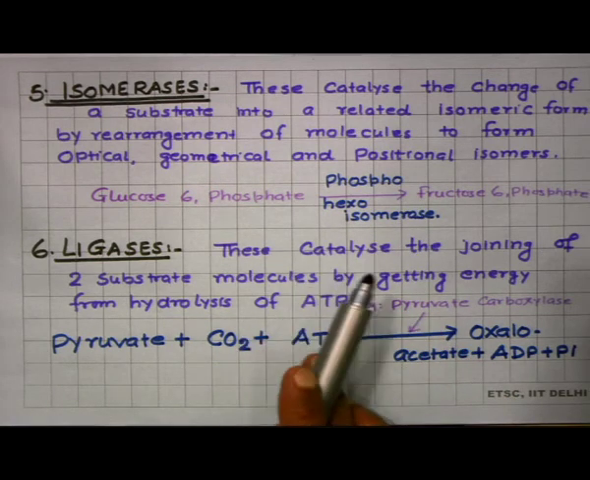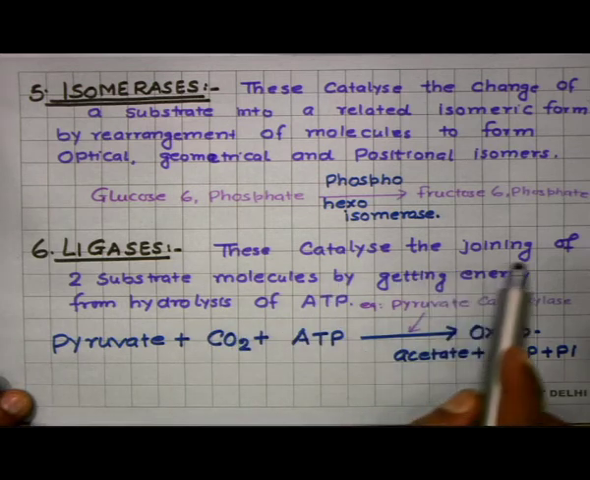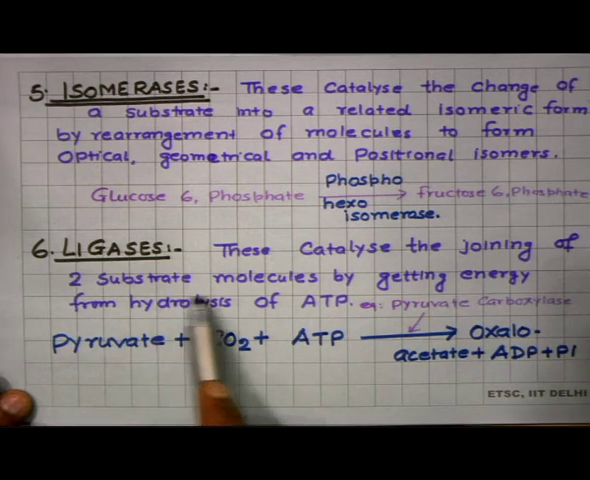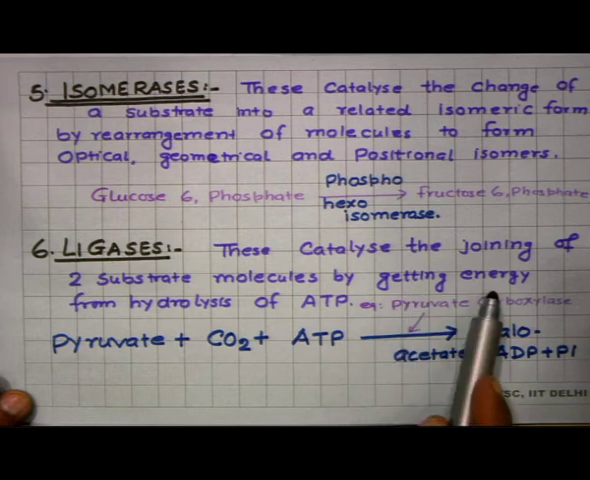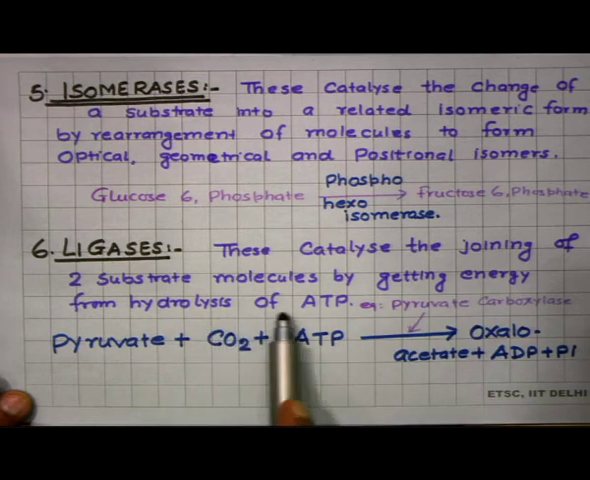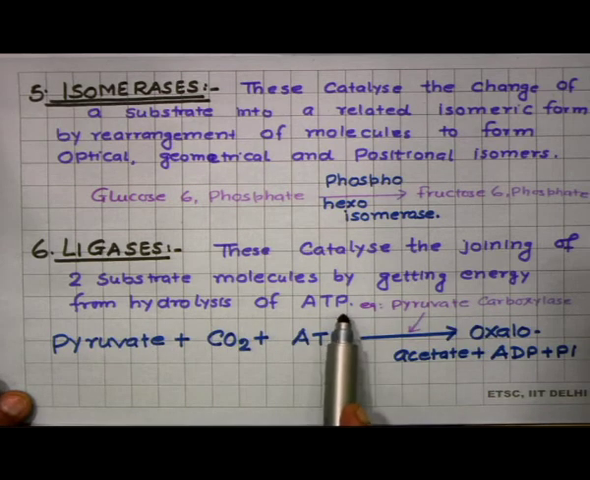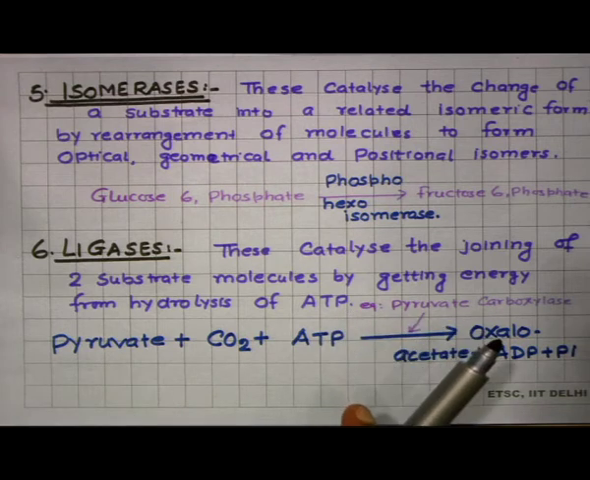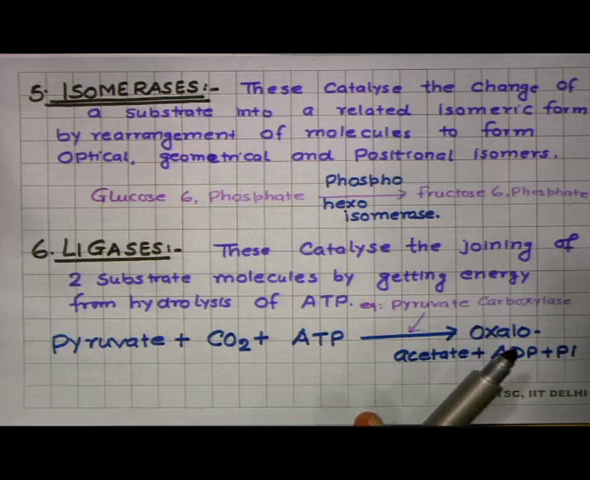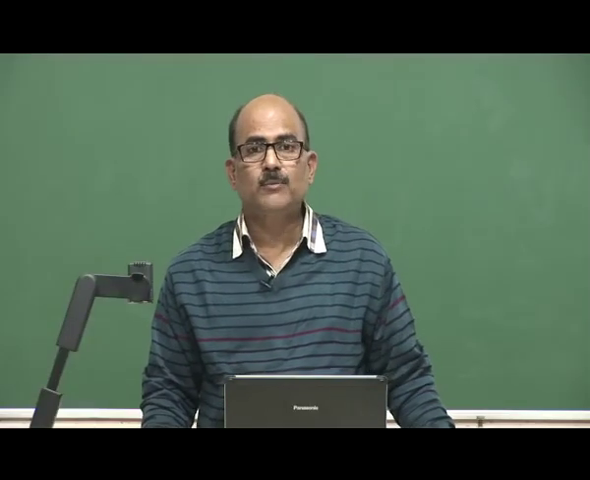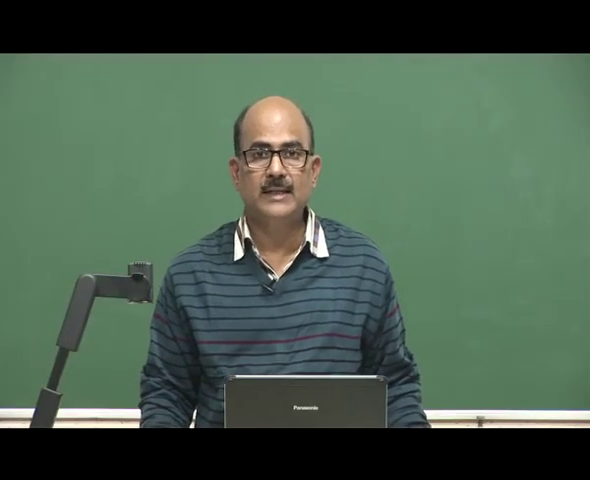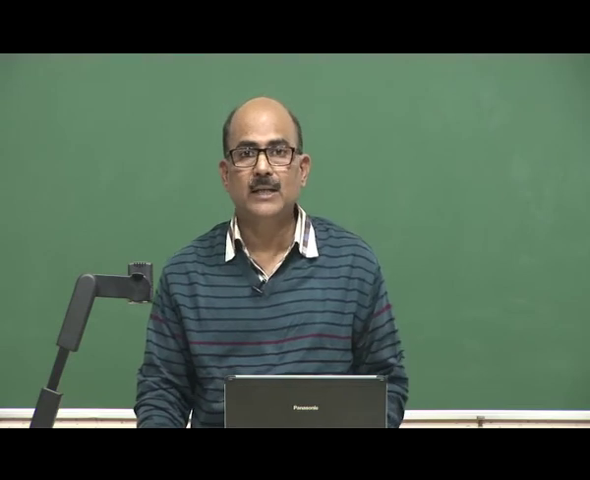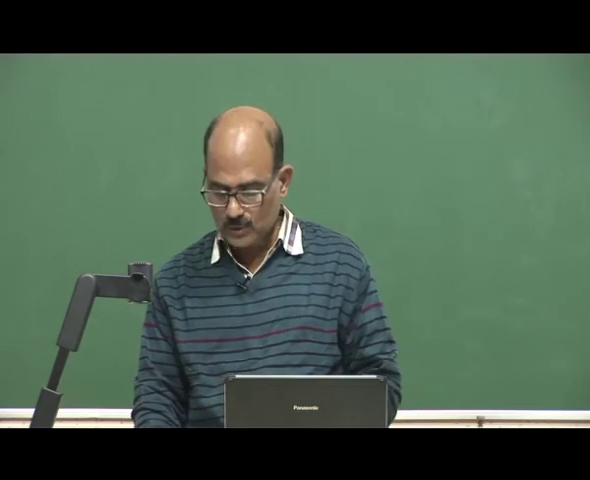The last enzyme class is called lyase. It combines molecules. This catalyzes the joining of two substrate molecules by getting energy from the hydrolysis of ATP. This ATP molecule is going to be broken down, because you know ATP has adenosine, sugar and 3 phosphate groups. When this phosphate is removed, it liberates energy that helps in the combination of smaller compounds into bigger ones.